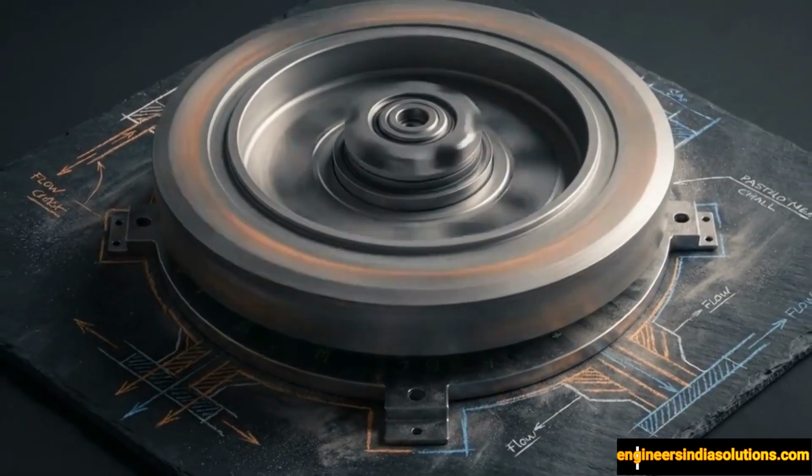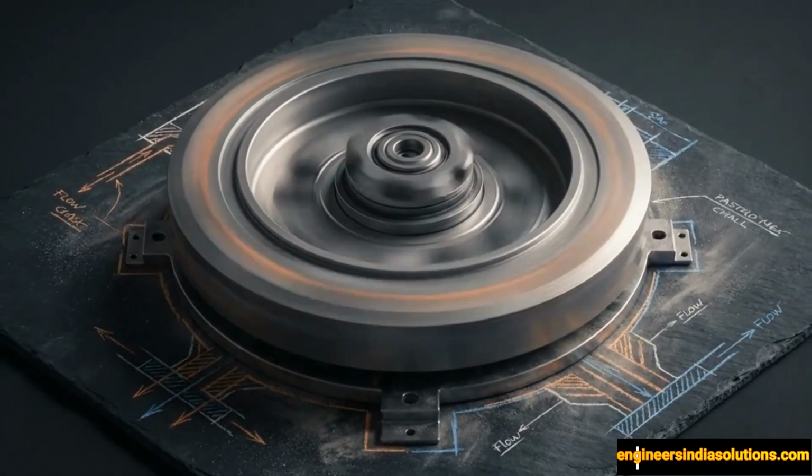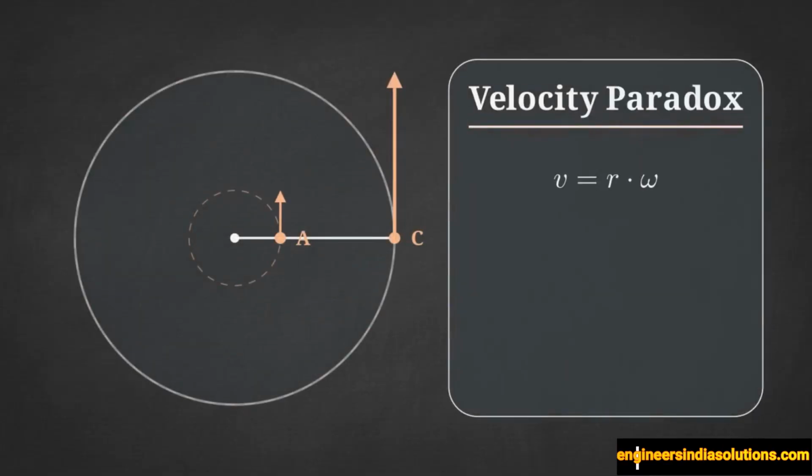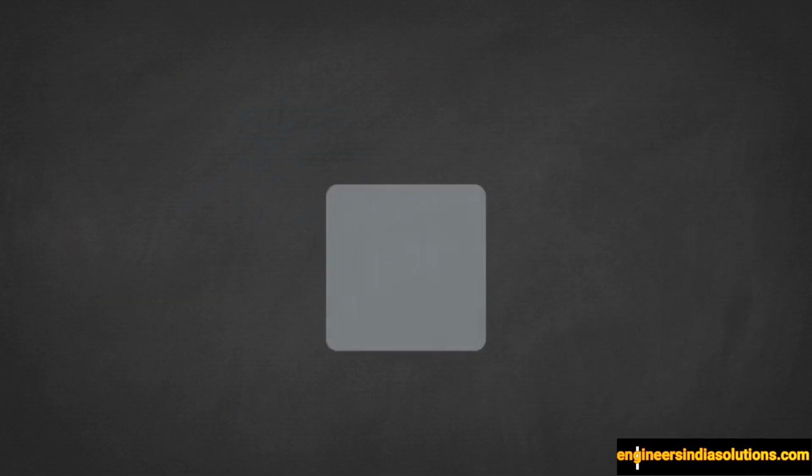Point C on the edge travels a much longer distance than point A in the same time, forcing it to move at a much higher linear velocity. While the object's angular velocity remains constant, its linear velocity increases the further you move from the center. This provides the criteria for physics analysis.